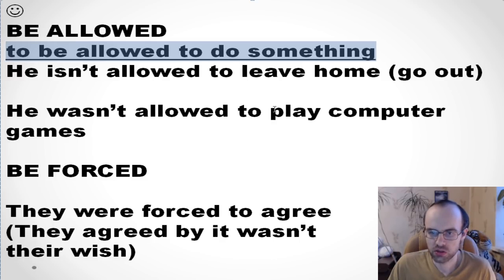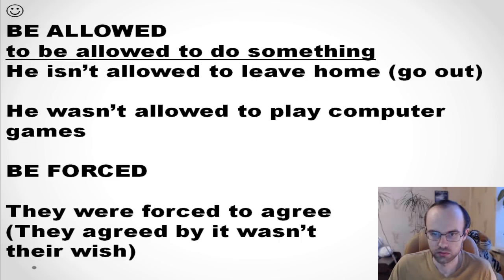He isn't allowed to leave home, or he isn't allowed to go out. It means that he can't leave home, because of someone, or he wasn't allowed to play computer games. So okay, maybe his parents told him no, you can't play computer games.